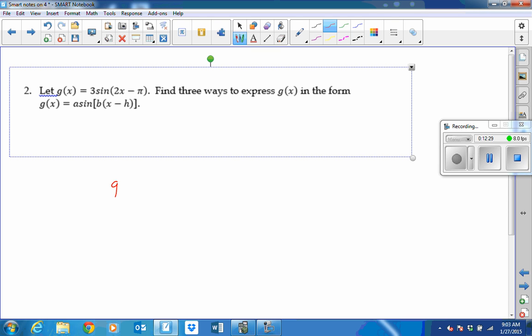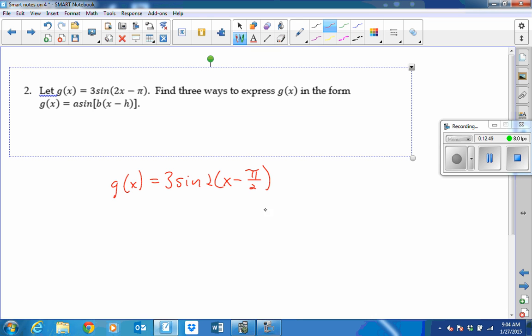So the first thing we need to do is get this into that form, and that's going to be our first equation. And so we need to pull that b out of those parentheses. So we get 3 times sine of 2. When we pull that out, we get x minus pi over 2. And this allows us to see exactly what b is and exactly what h is.